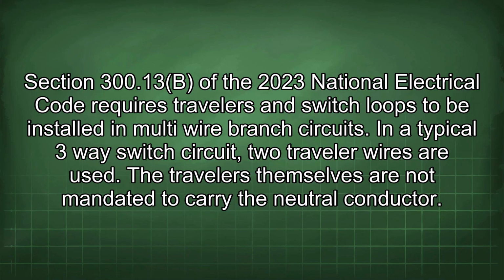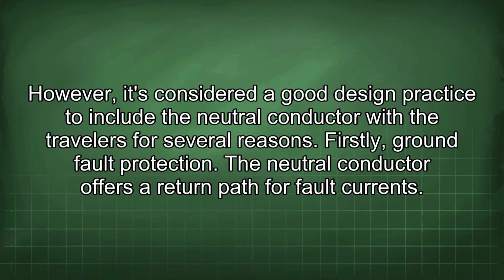Section 300.13b of the 2023 National Electrical Code requires travelers and switch loops to be installed in multi-wire branch circuits. In a typical three-way switch circuit, two traveler wires are used. The travelers themselves are not mandated to carry the neutral conductor. However, it's considered a good design practice to include the neutral conductor with the travelers for several reasons.